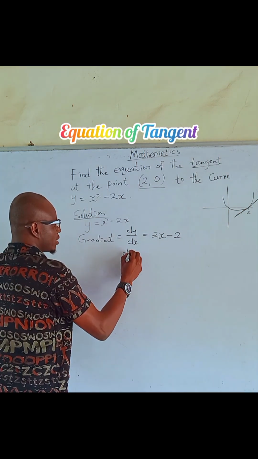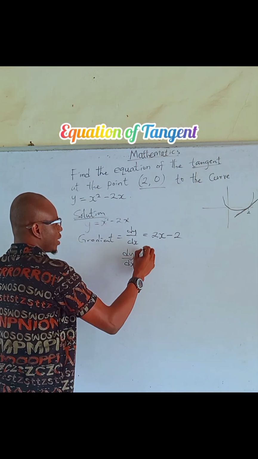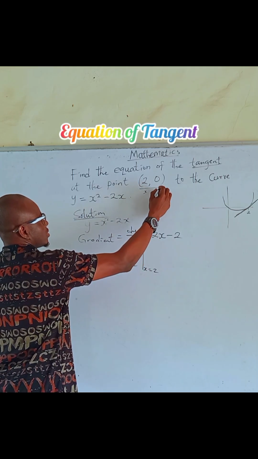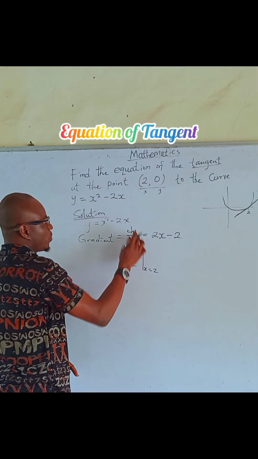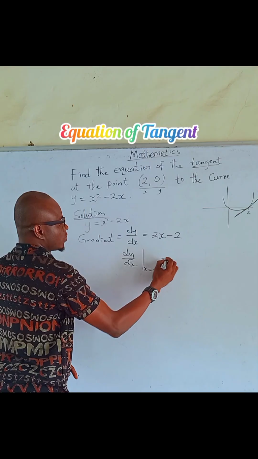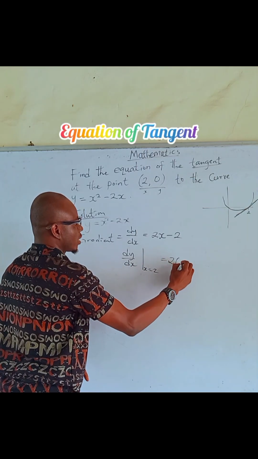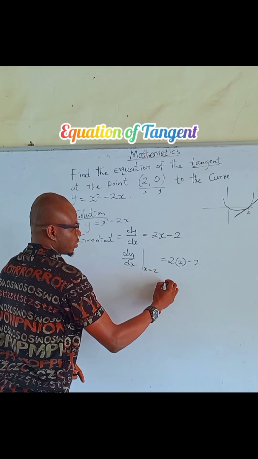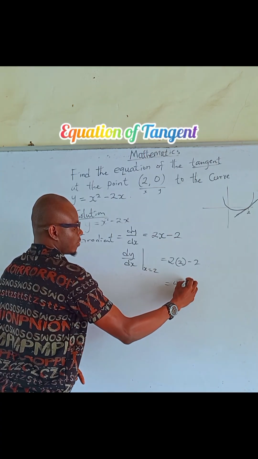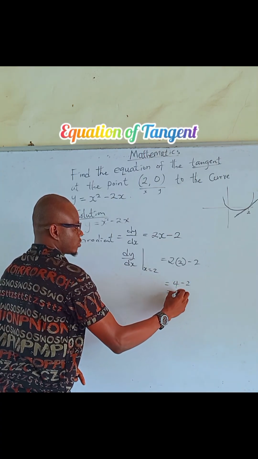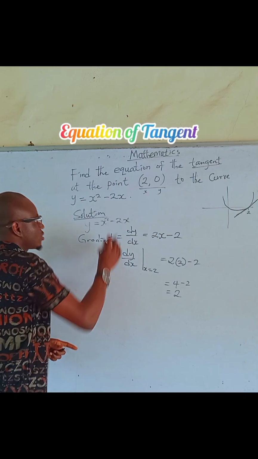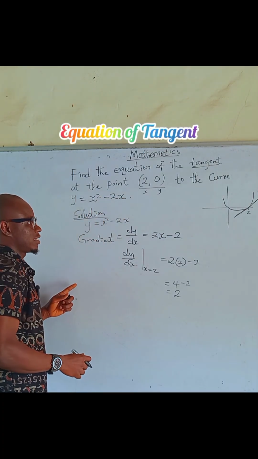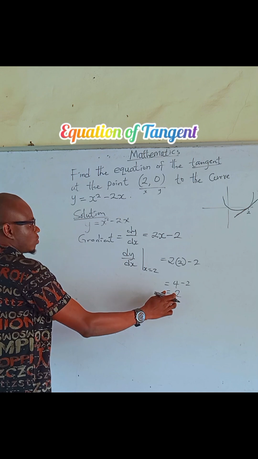So what will dy/dx be at the point where x is equal to 2? Because this is our x and this is our y. At the point where x is 2, dy/dx is going to be 2 times 2 minus 2. 2 times 2 is 4, and 4 minus 2 is of course 2. So the gradient of this particular straight line at that point on the curve is equal to 2.